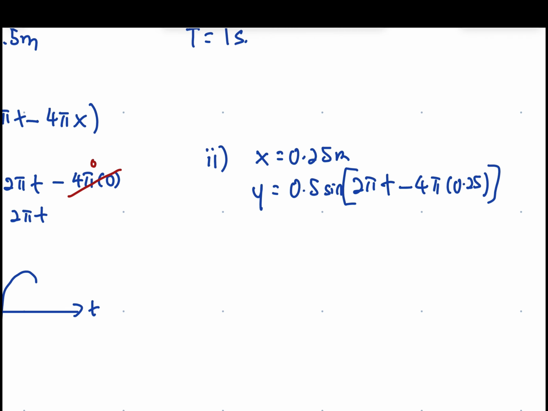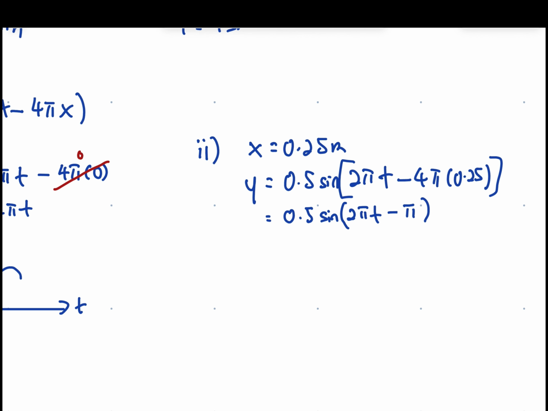So when I multiply, my equation here will become 2 pi t. After you multiply, 0.25 multiplied with 4, you will end up with 1. So it will become minus pi. How are we going to sketch a graph like this?